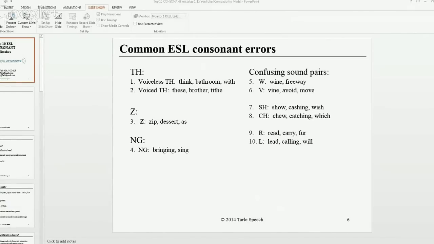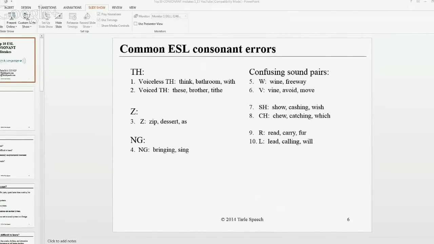I also see a lot of people confuse the sound and make mistakes, mostly because of the spelling. The NG letters represent one sound. So this really is confusing to a lot of people. So we'll get into that.